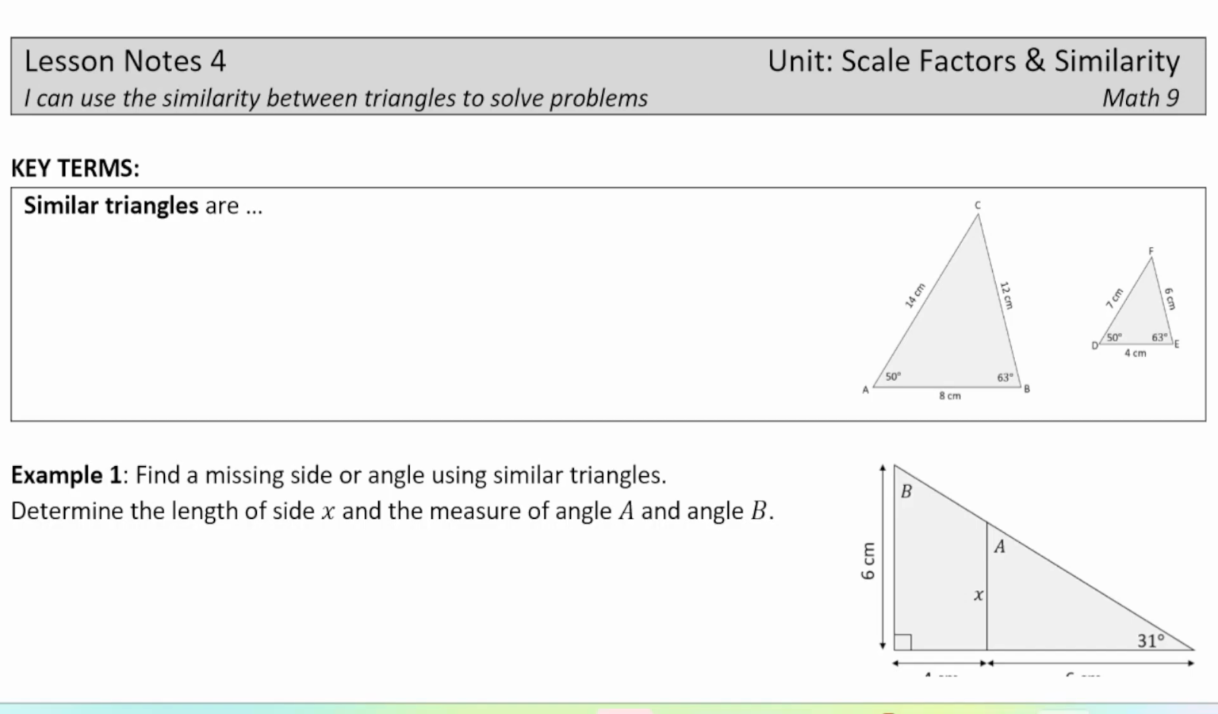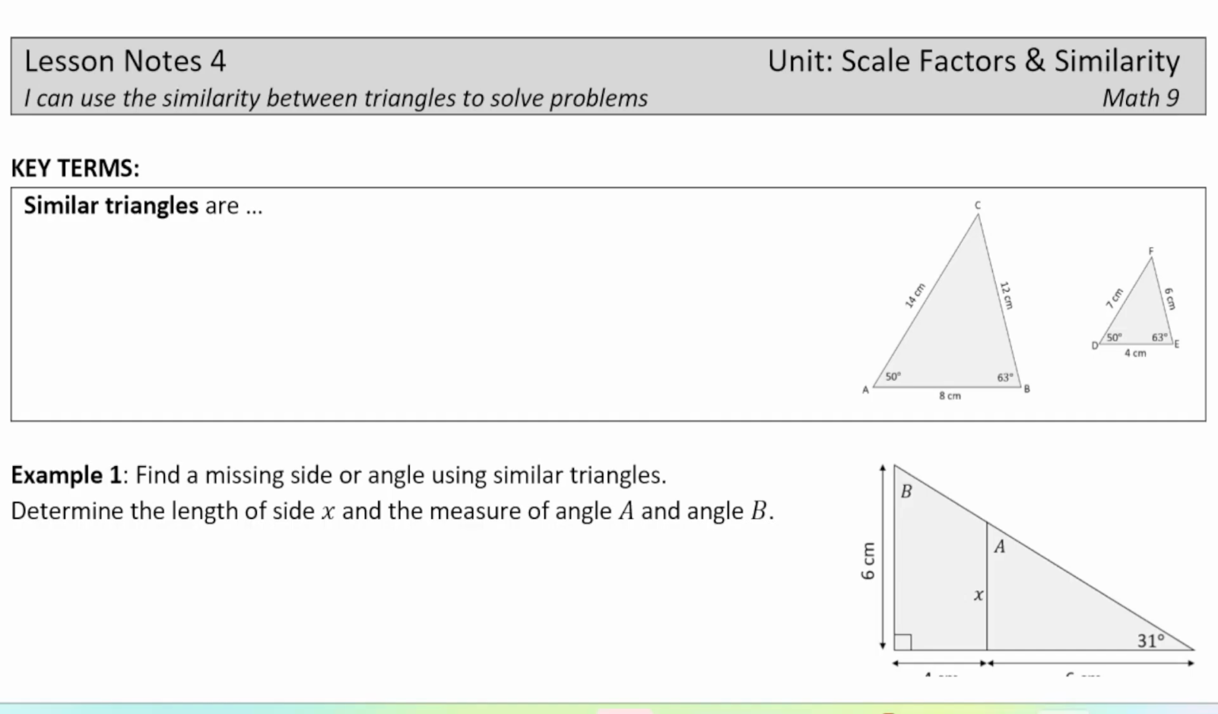Okay, we're in lesson 4 now of the scale factor and similarity unit in Math 9. We're taking a little bit of a change here and we're looking at a specific shape today. We're going to talk about triangles and specifically about similar triangles. So similar triangles are essentially like scaled versions of each other.